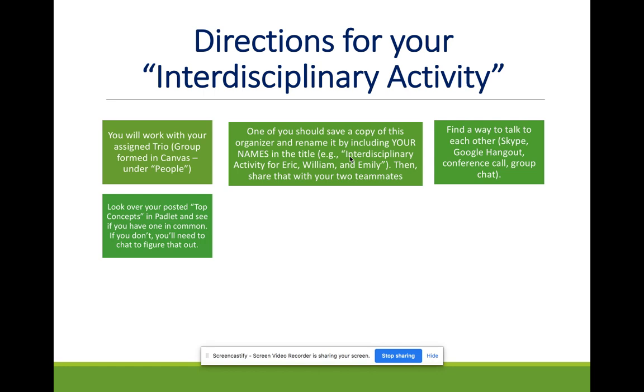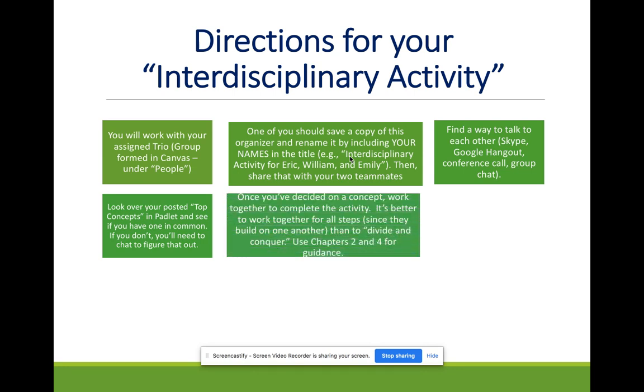Somebody's going to have to give. So again, if you see one that everybody picked, boom, you've got it. If you see three that everybody picked, then you're still going to have a conversation. You're going to pick one. Once you've decided on a concept, work together to complete the interdisciplinary activity. It's better to work together for all the steps since they build on one another than to divide and conquer. Use chapters 2 and 4 for guidance.